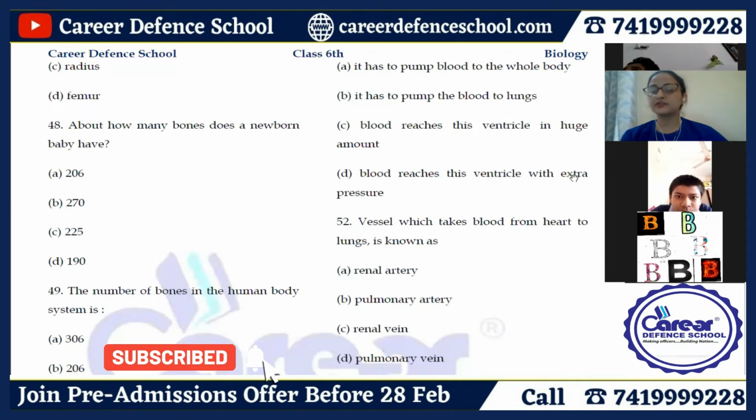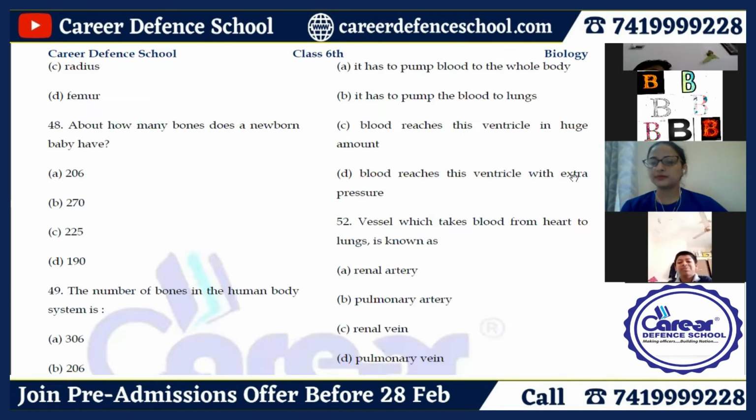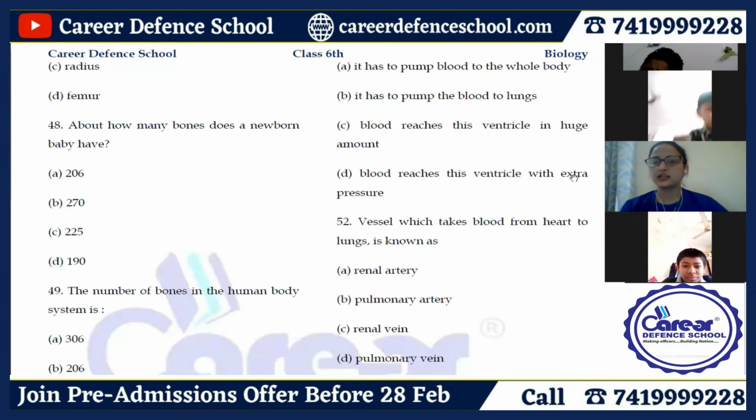Very good. Because its function is major. उसका function बड़ा है. It has to pump the blood to the whole body, not to a particular organ. So its answer is A, because your left ventricle passes the blood to the whole body. That's why its muscles are thicker, not thinner. So for question number 51, A is the answer. Mark question number 51 A as the answer.